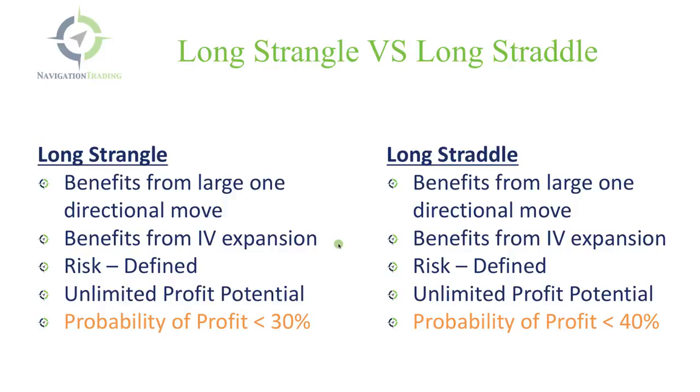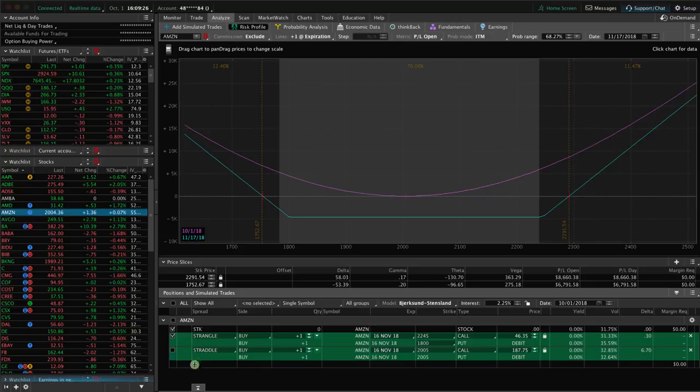Both benefit from implied volatility expansion. The risk on a long straddle and a long strangle are both defined and both have unlimited profit potential. The main difference is that the probability of profit on a long strangle is lower and it's a little bit higher on the long straddle. So let's go back to the platform to take a look at an example.